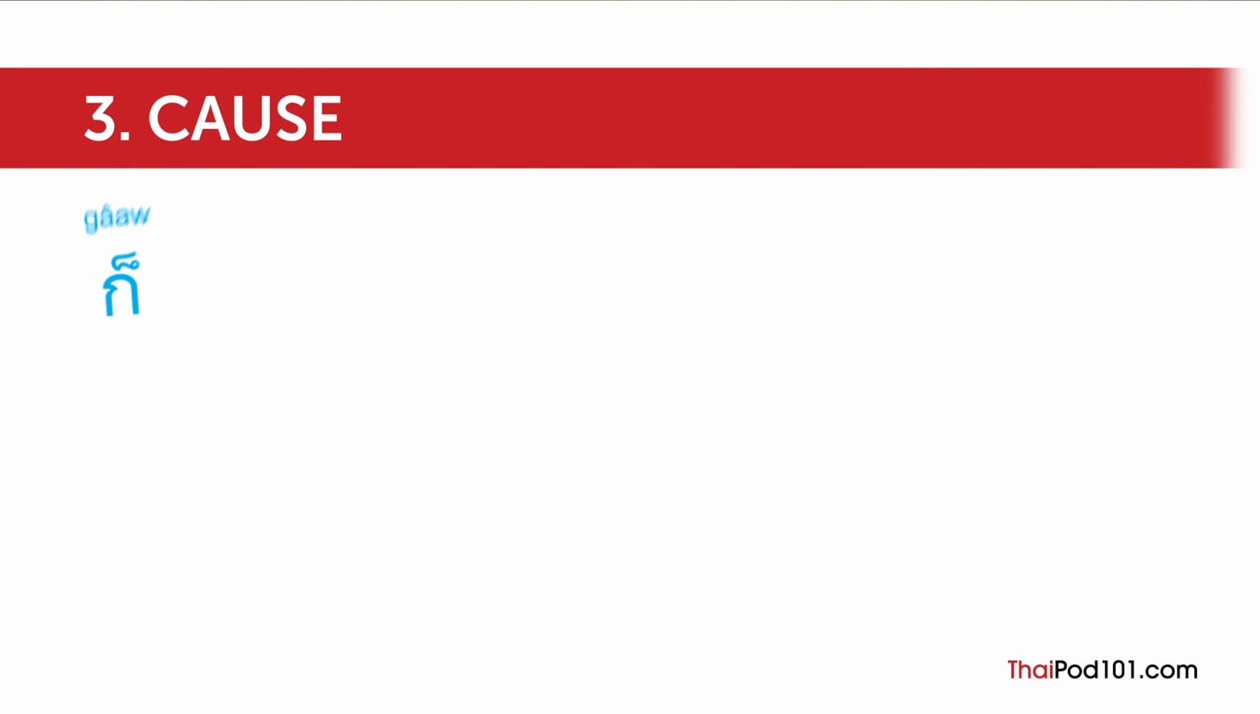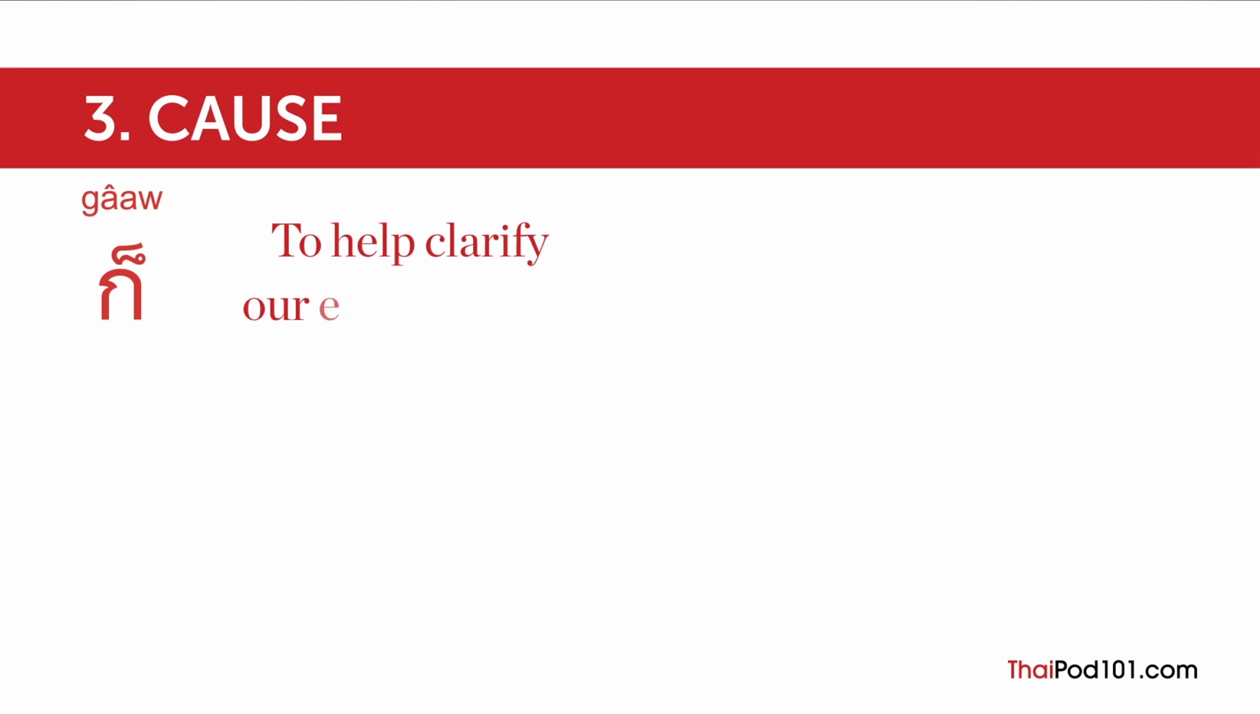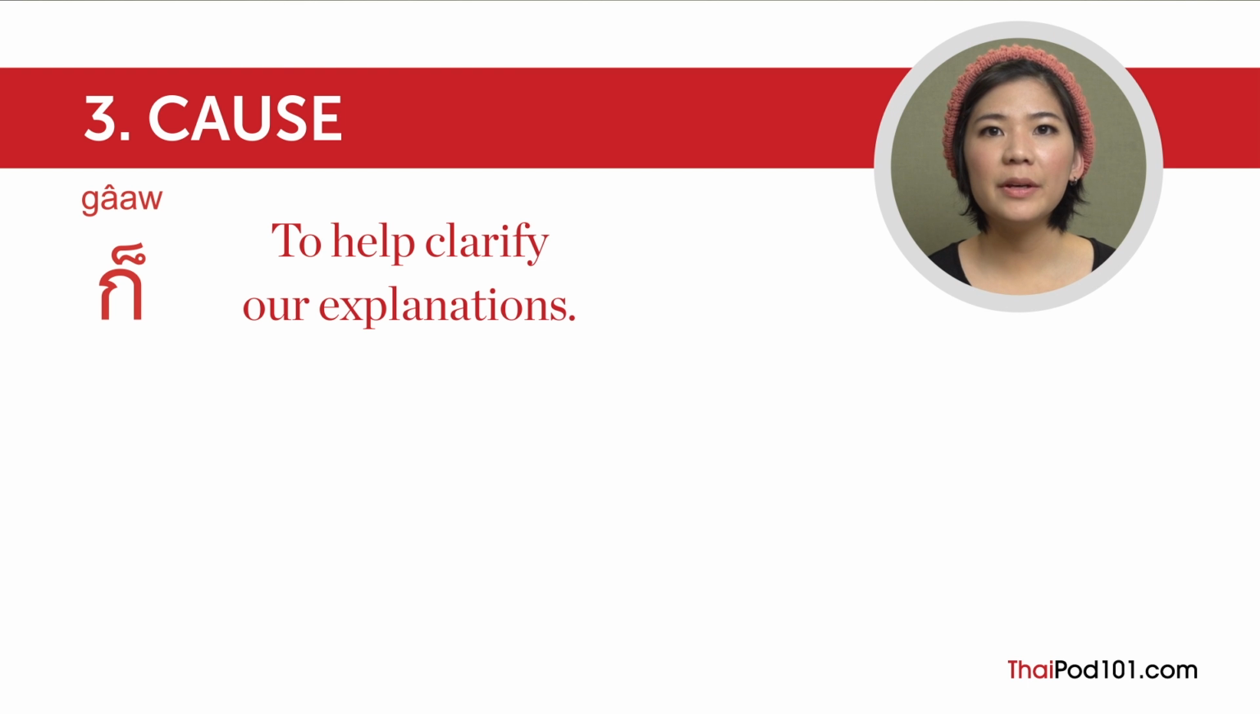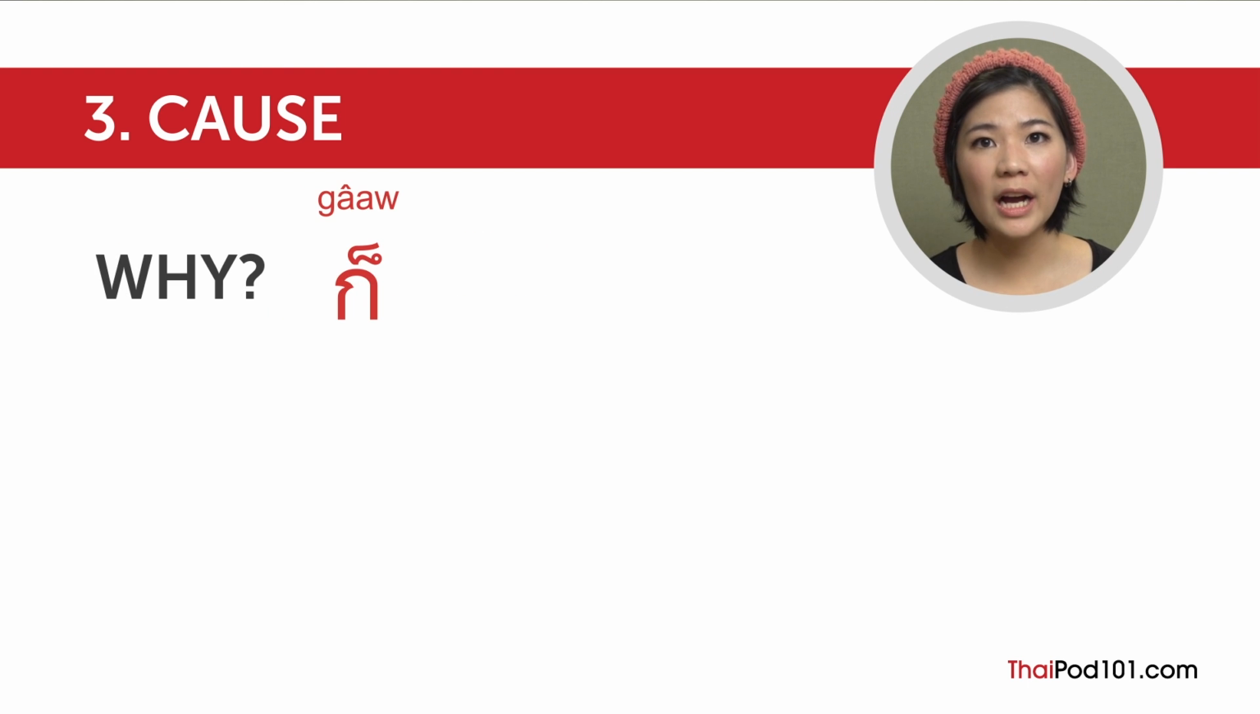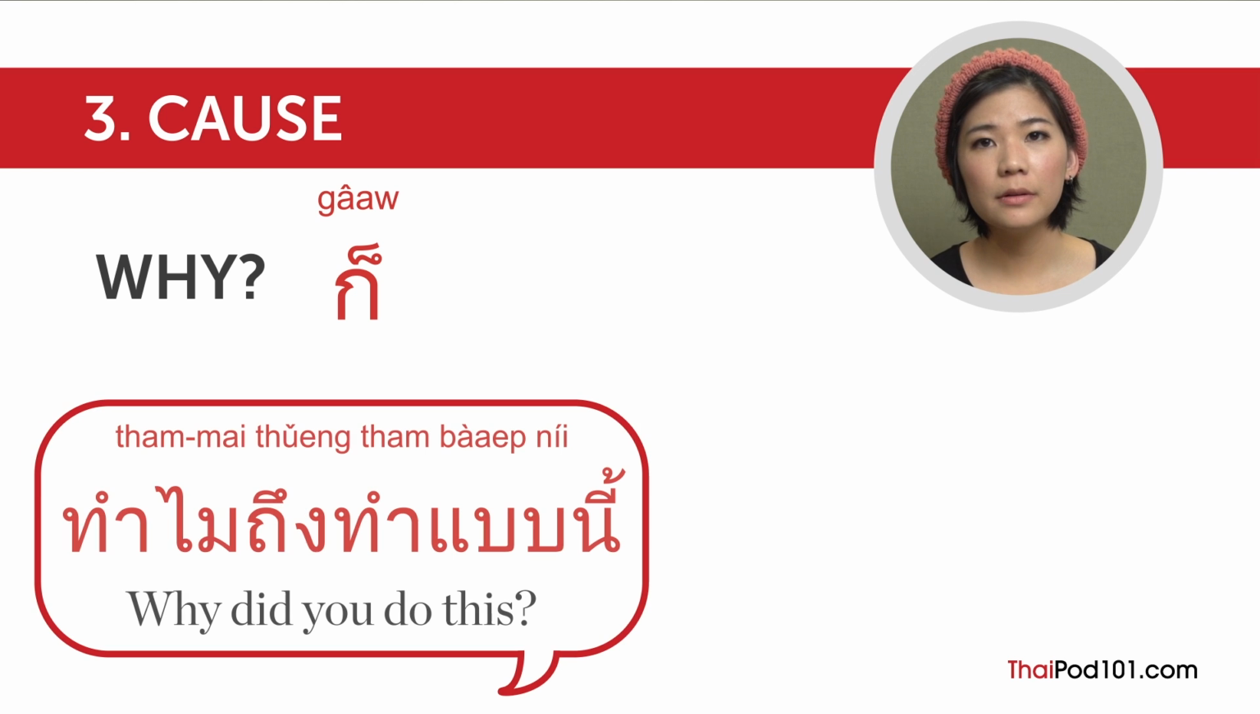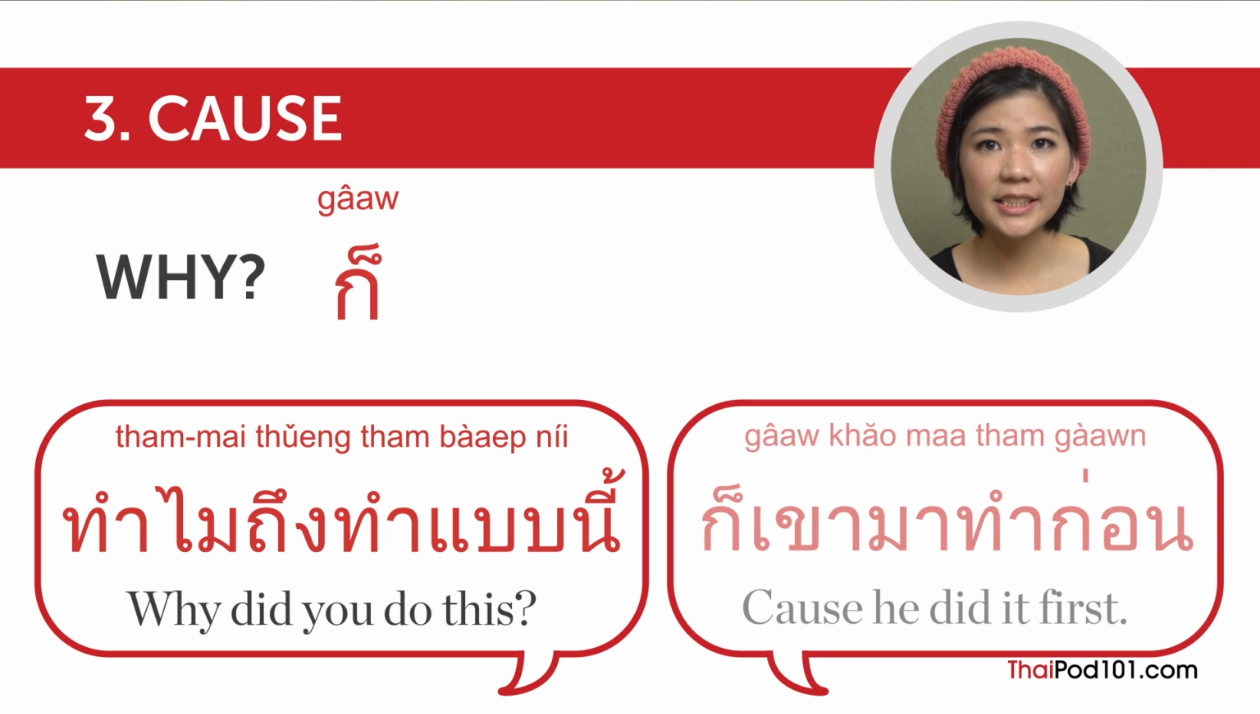We also use ก็ to help clarify our explanations. This can be used to reply to a why question. For example, somebody asked ทำไมถึงทำแบบนี้ Why did you do this? In response, the other speaker says ก็เขามาทำก่อน cause he did it first.